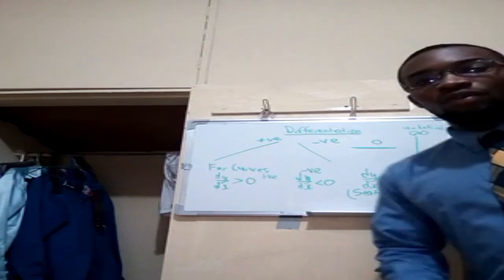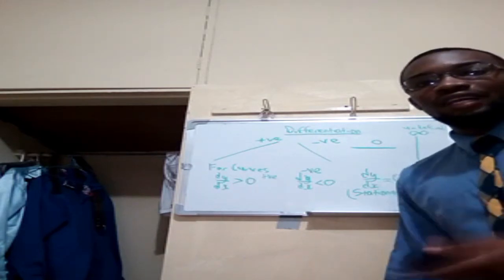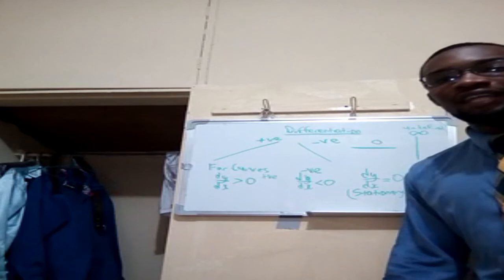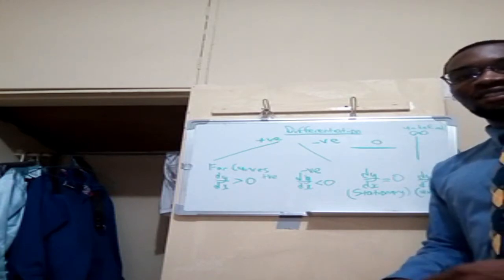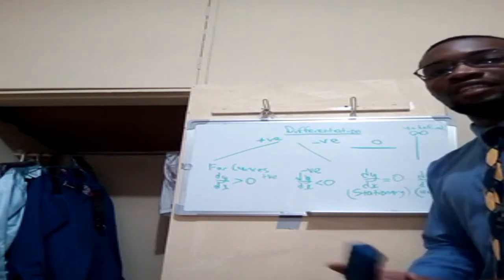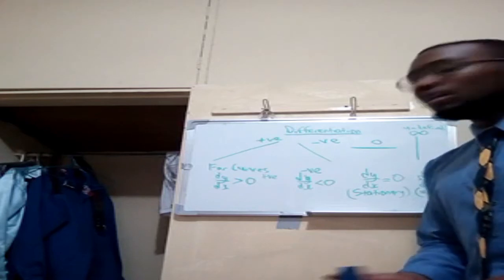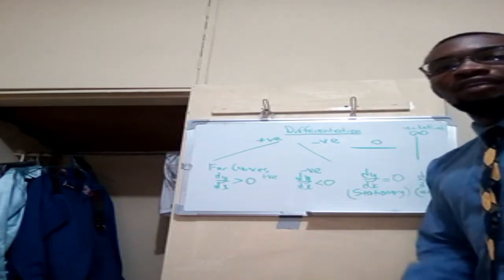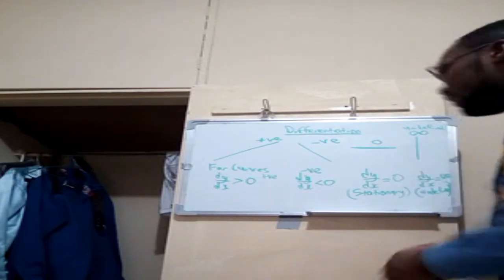So I'm going to give you a curve, and I'm going to ask you to tell me the range of values of x for which the gradient is negative, the range of values of x for which the gradient is positive, and when the gradient is stationary.